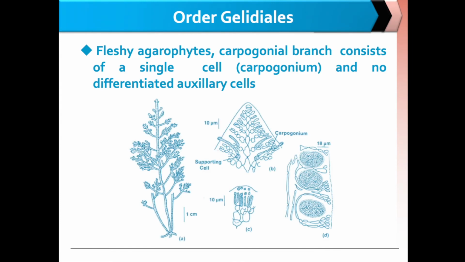Now, moving on with your order Gelidiales. Ganito naman yung itsura ng ating mga Gelidiales. Isang pinakaano dyan ay si Gelidiella. So, si Gelidiella is an example of your fleshy agarophytes. Ibig sabihin, fleshy na red algae lang yan. At sila yung mas madaming portion ng kanilang mucilage ay gawa sa amorphous carrageenan and amorphous agar.